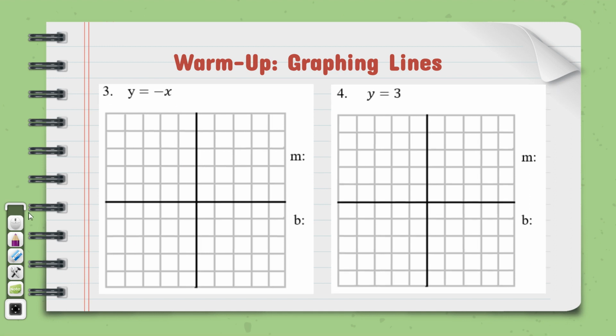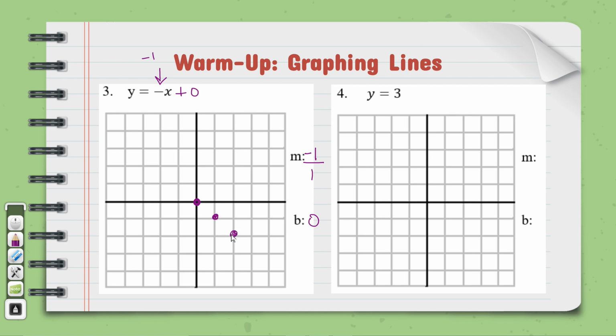Let's go over number 3 and 4. y equals negative x. In this case, we're still doing the same thing. We want to find m. What number is the coefficient of x? What's in front of this x here? A negative 1. And we want to make it a fraction, so you put it over 1. For b, what number is out here? There's nothing out here, so what number do we know is here? 0. Plus 0. So this one's going to start at 0.